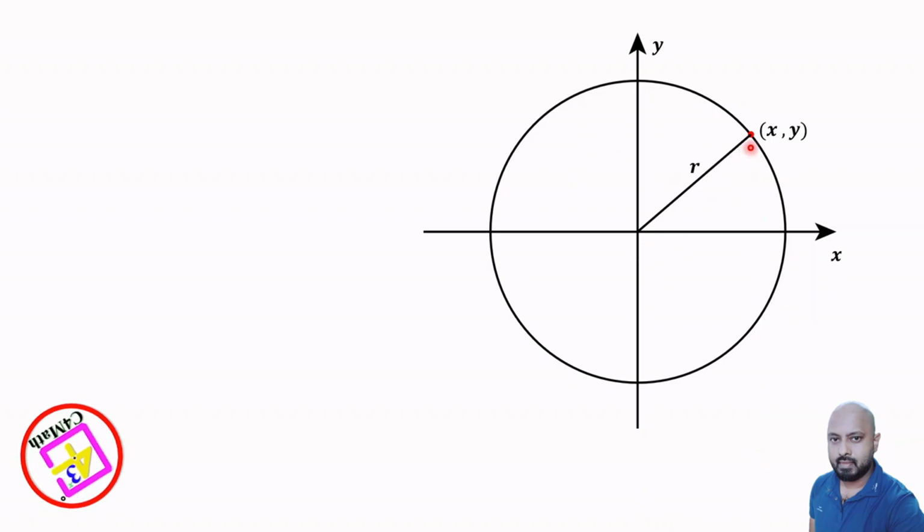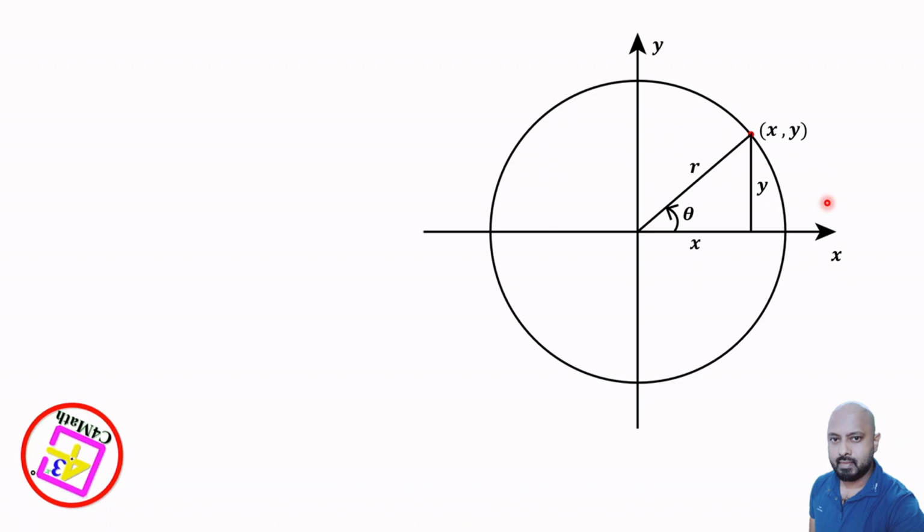Then next, draw one perpendicular from this point down, then we'll get one right angle triangle. In that right angle triangle, this side is x and this side is y, because this point is (x, y). Then we can take this angle as theta. Then next, here we can define sine and cos.